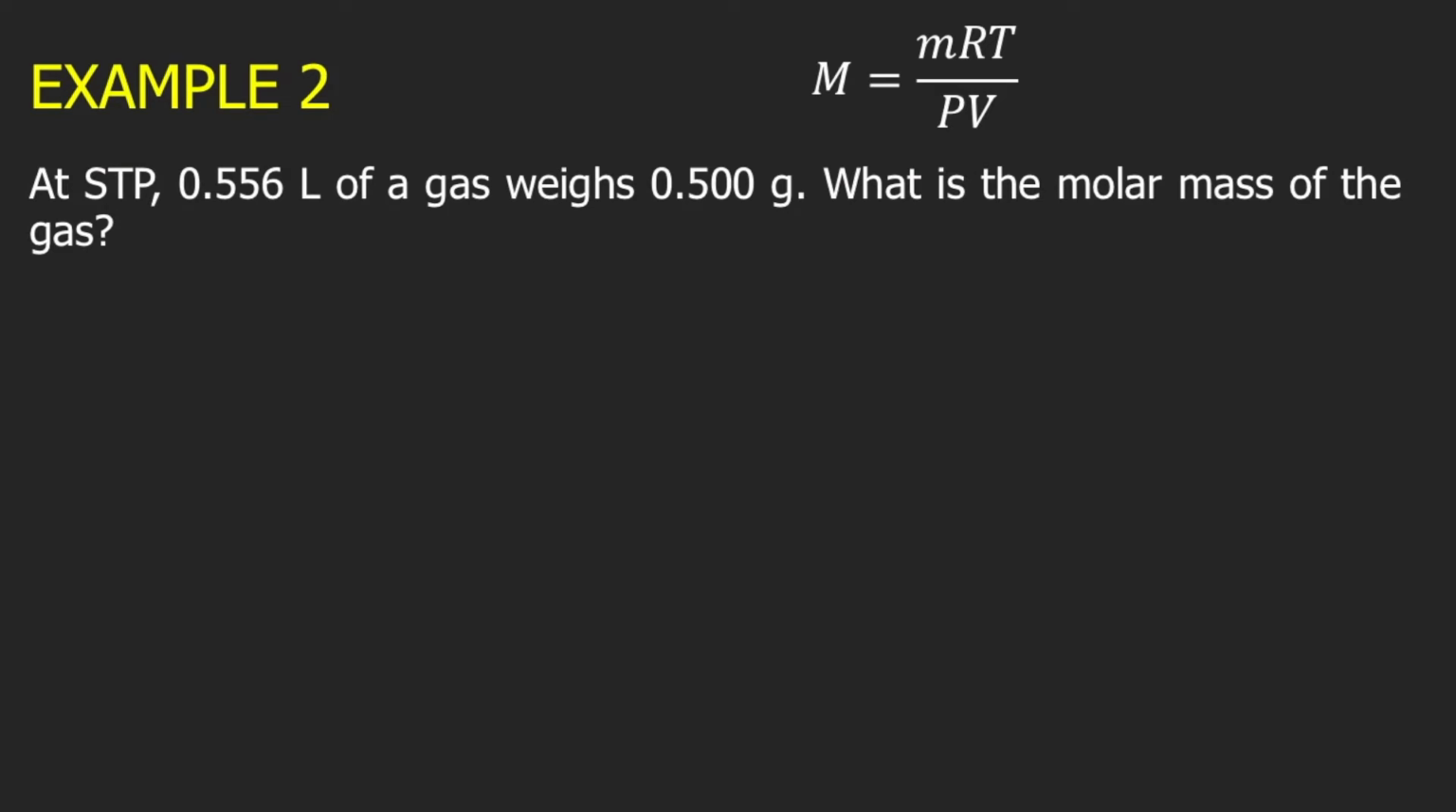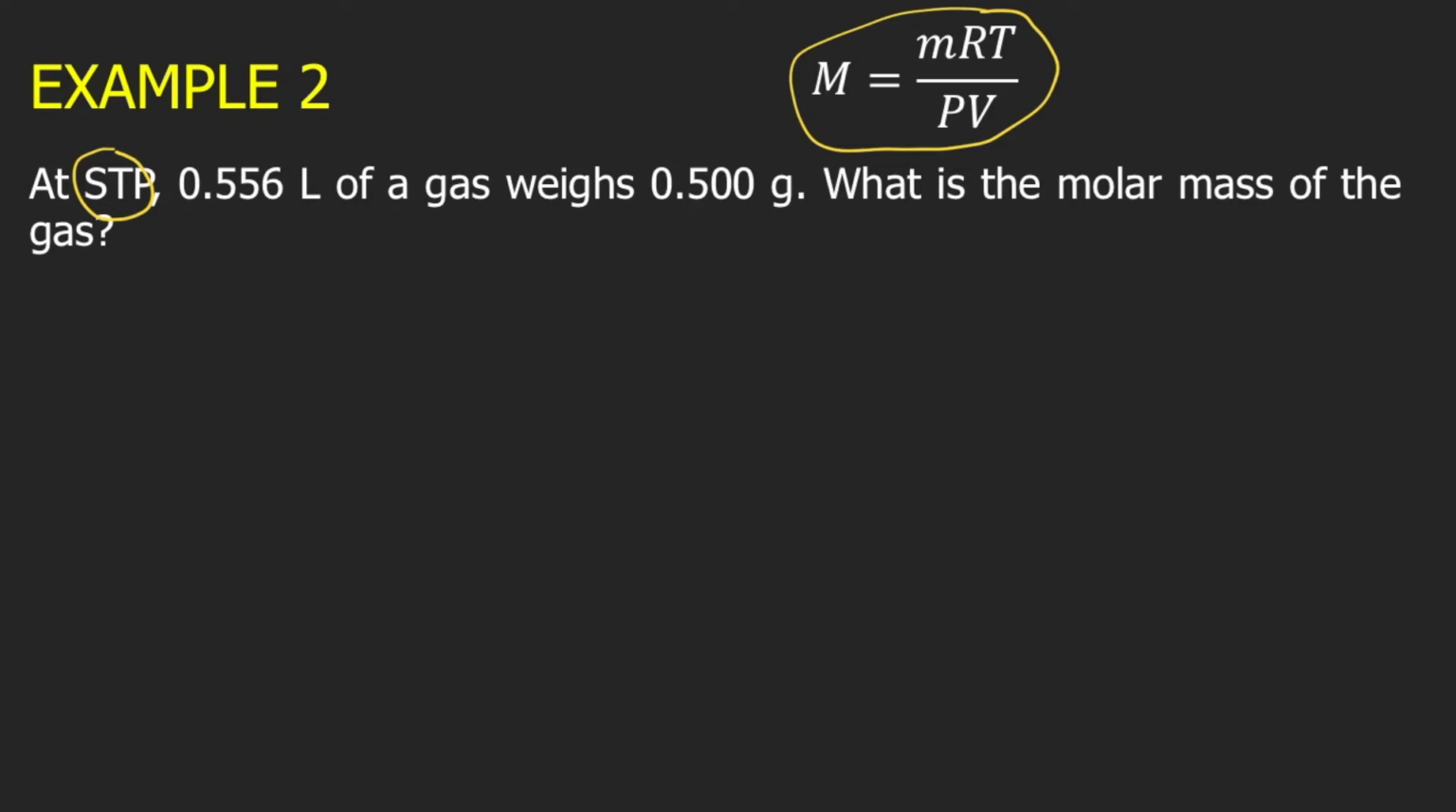For our second example, at STP, 0.556 liters of a gas weighs 0.500 grams. What is the molar mass of the gas? Now, if we assume ideal conditions, again, we will use this formula. Now, if you read the problem, it says there at STP. In my previous video, I explained what STP means. STP means standard temperature and pressure.